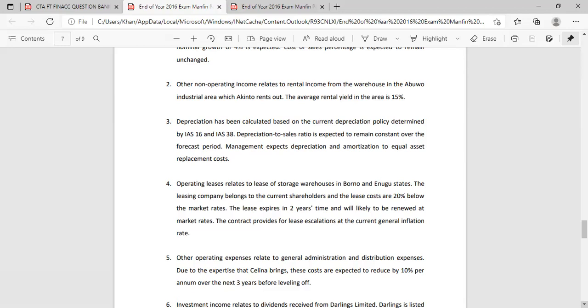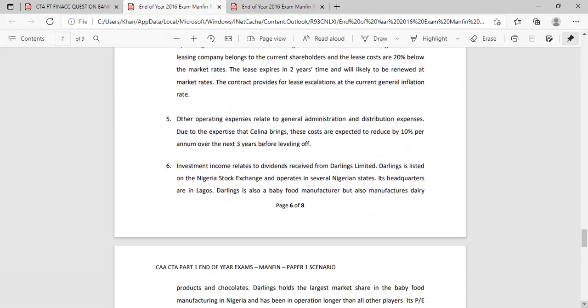Operating leases relates to lease of storage warehouses in Borno and Enugu. The leasing company belongs to the current shareholders and the lease costs are 20% below the market rates. The lease expires in 2 years' time and will likely be renewed at market rates. The contracts provide for lease escalation at the current general inflation rate. Okay, so they say other operating expenses relate to general administrative and distribution expenses. Due to the expertise that Selena brings, the costs are expected to reduce by 10% per annum over the next 3 years before leveling off.